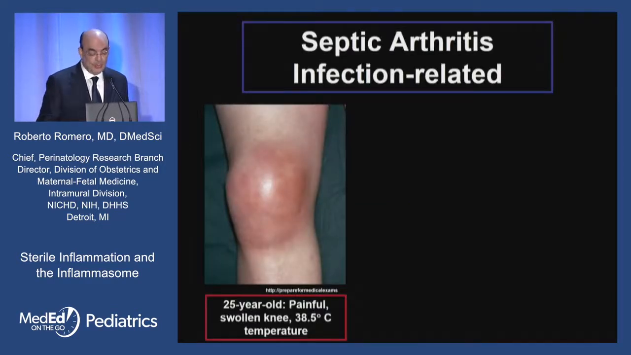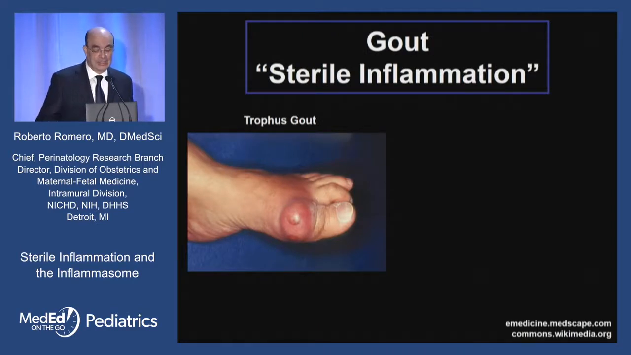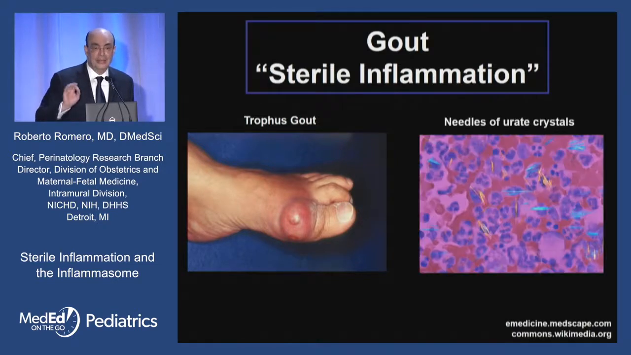So here is an example of a septic arthritis. It's a 25-year-old individual with a painful swollen knee, who has a positive culture of the joint synovial fluid for Staphylococcus, and this can happen any place. In contrast, this picture is gout with inflammation of that big toe joint, and that inflammatory process is caused by needles that you can see in this slide in blue and white of urate crystals that induce influx of neutrophils. So this will be a typical example of sterile inflammation.